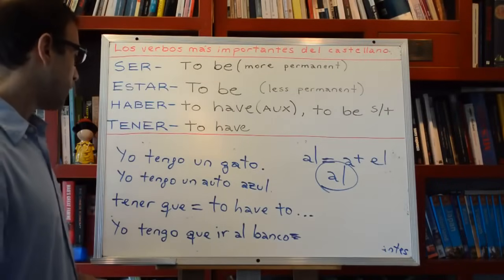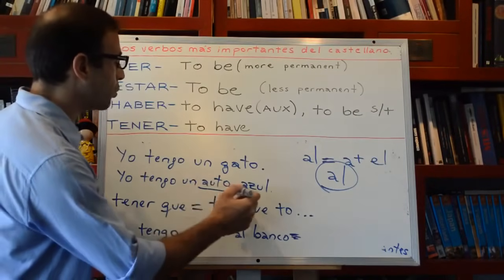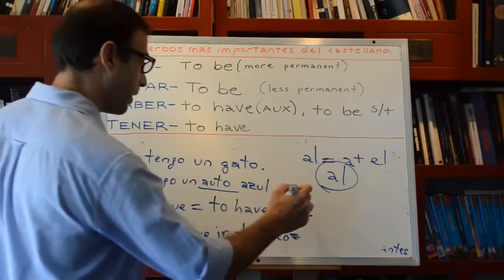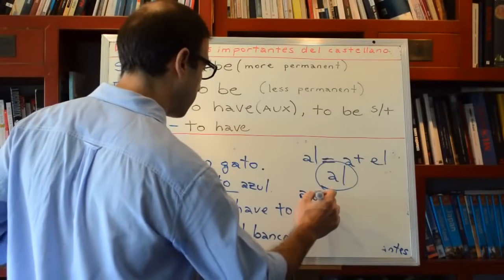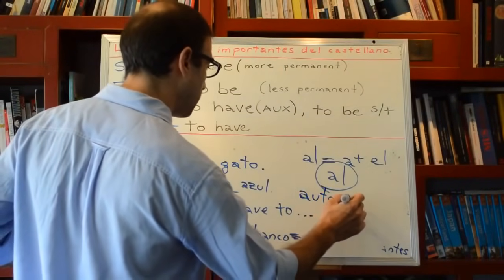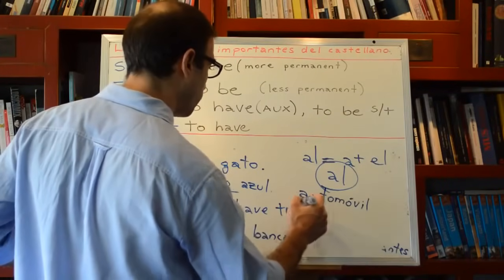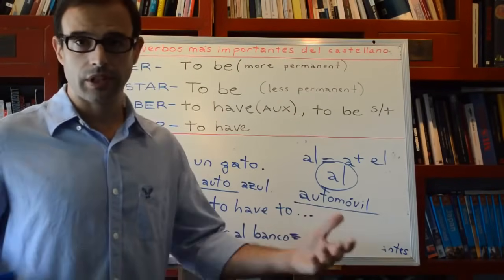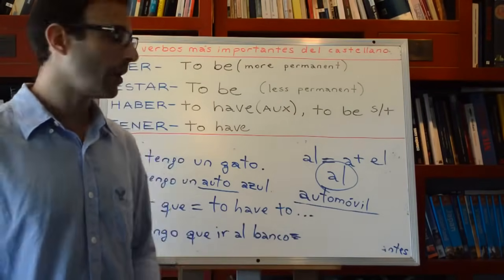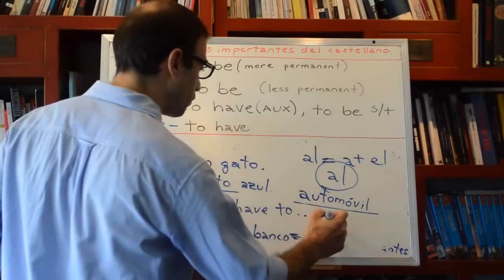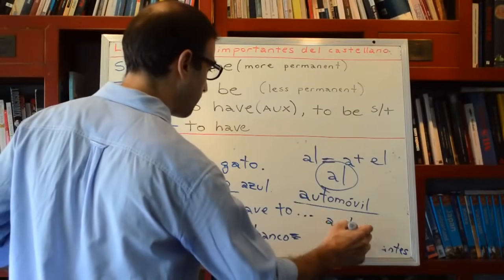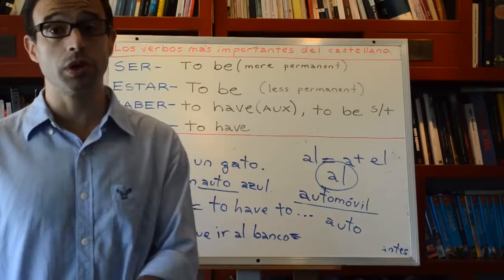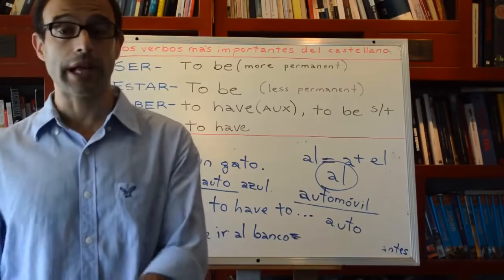But let me make one observation here. The word auto for car. Auto is a short form for automobile, right? Automobile would be the full word. However, even though automobile is still used in Spanish and it's correct, we always use simply the word auto. So same like plane and airplane. We usually use plane for airplane.